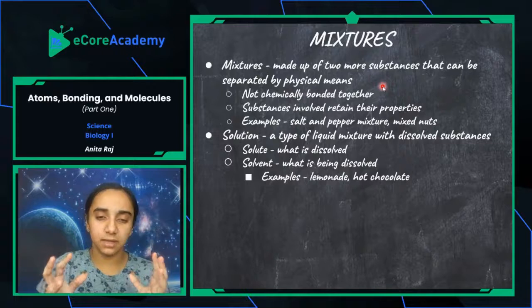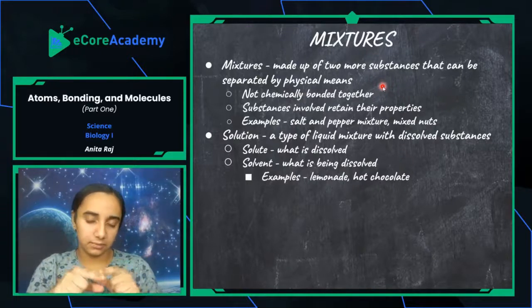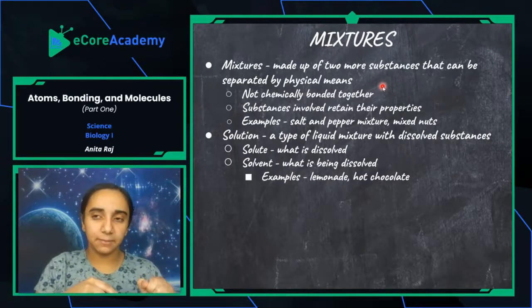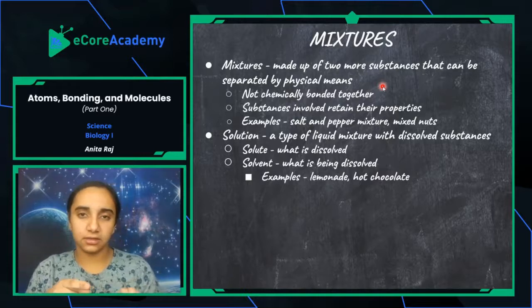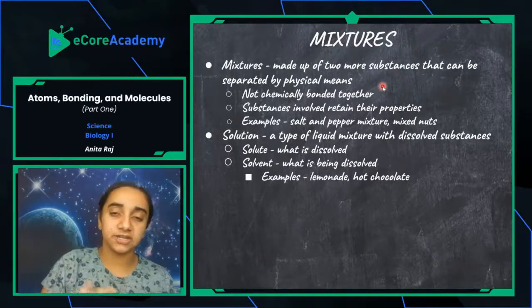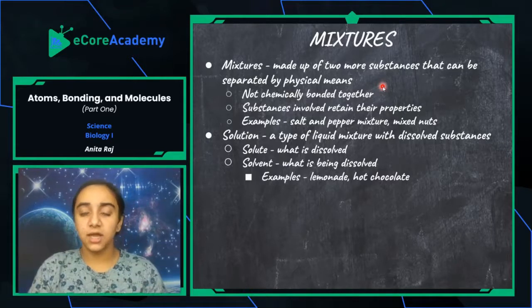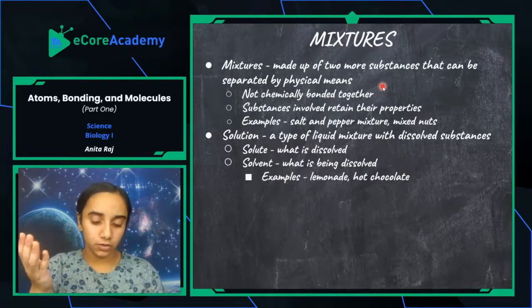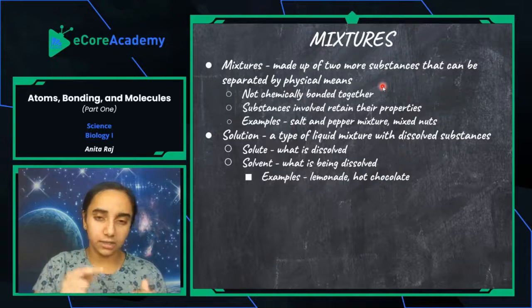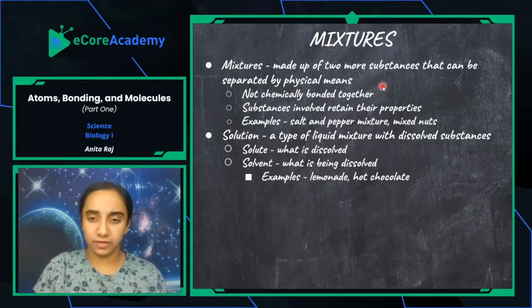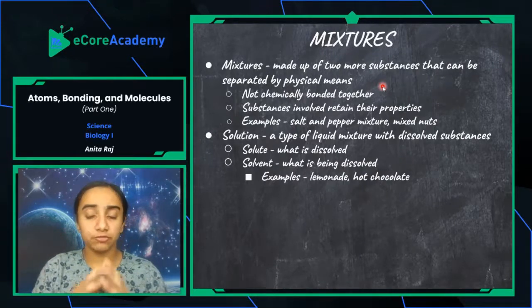What does this mean? Maybe I separate them by pulling them apart. Maybe I separate by boiling or freezing or all these other physical changes that I will be talking about in the next video, but they need to be separated by physical means. They're not chemically bonded together, so there are going to be no ionic bonds, polar covalent bonds, or covalent bonds. Substances involved retain their properties.